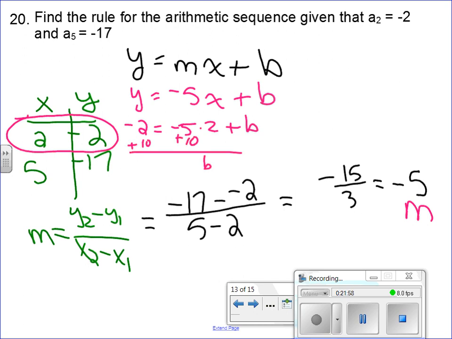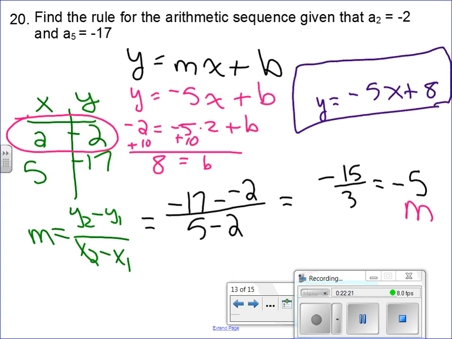So b is 8. I'll give you 1 ticket if you can tell me what my equation would look like on my answer blank. Connor? Y equals negative 2x plus 8. Y equals. Did you say negative 2x? What did you do there? Oh, it's negative 5. Yeah, negative 5x. I said 2 because x is 2. I'll give you a ticket, but that was crazy.